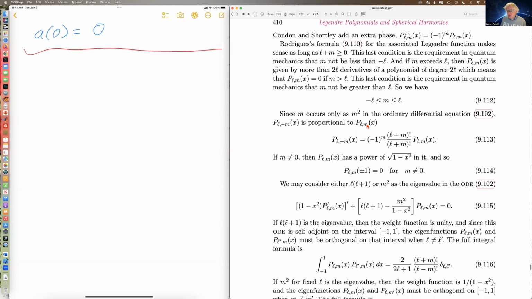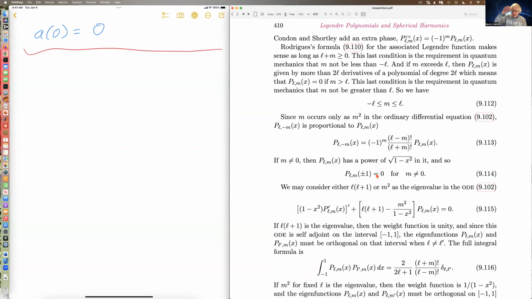And since m occurs only as m squared, it's not surprising that P_L^-m is proportional to P_L^m. And if m is not equal to 0, there's always a power of square root of 1 minus x squared. So P_L^m at plus or minus 1 vanishes, which is to say the associated Legendre functions for m not equal to 0 vanish when theta is 0 or pi, at the north and south poles.